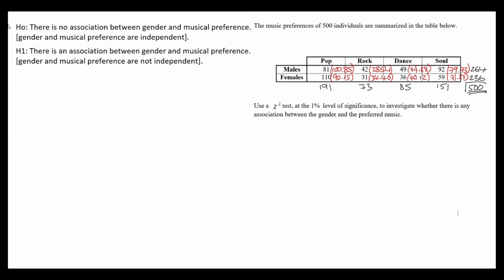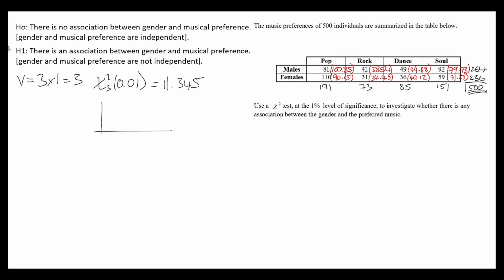So from here we should be able to find a critical value, and we'll start by calculating the degrees of freedom. There are 4 columns and 2 rows, so that is 3 times 1 to get the degrees of freedom. There are 3 degrees of freedom. The chi-squared critical value that we'll look up at the 1% level of significance is 11.345. We need to go ahead and calculate our test statistic and make a comparison with this.